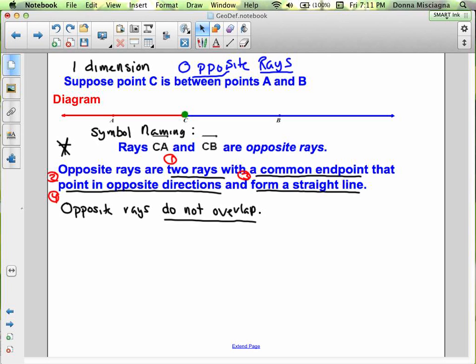So notice that diagram meets all 4 criteria. Common endpoint, right? The common endpoint is point C. They're pointing in opposite directions. Ray CA and ray CB are going in opposite directions. Together they're forming a straight line, and they do not overlap. So that would be opposite rays because they meet all 4 criteria.